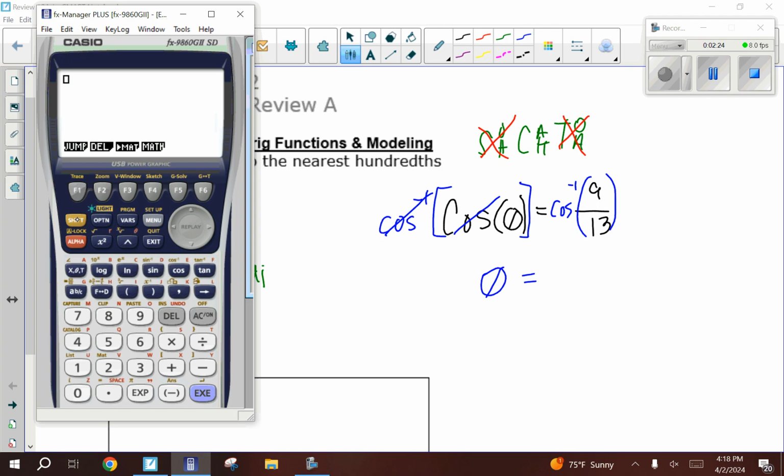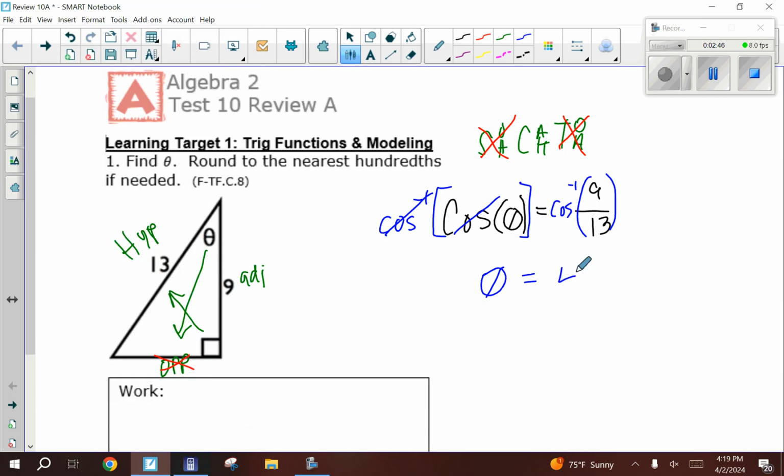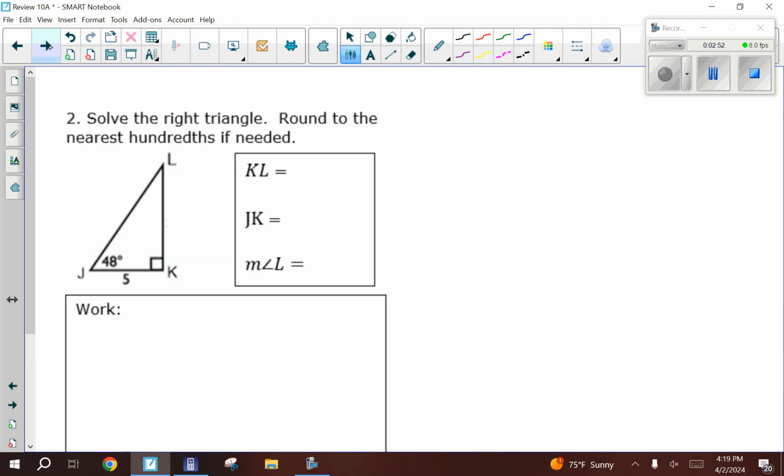So we're going to hit shift cosine of 9/13. And it tells us that the angle is 46.186. We're rounding to the nearest hundredth. The hundredth is the 8, so we're going to go 46.19. There's our answer.